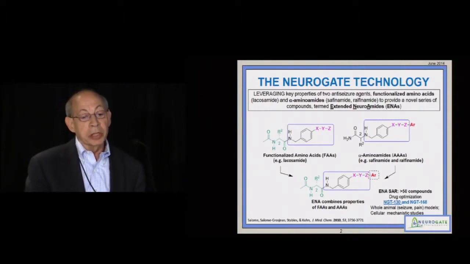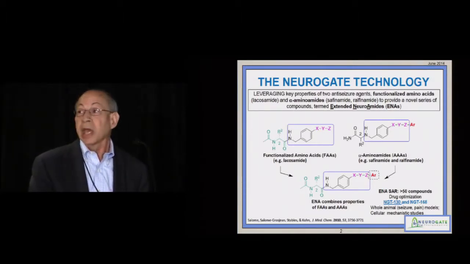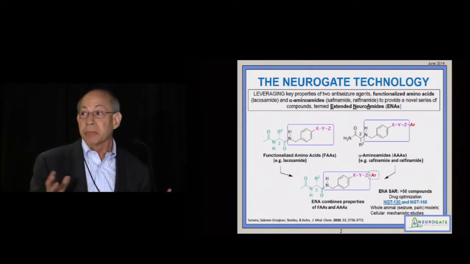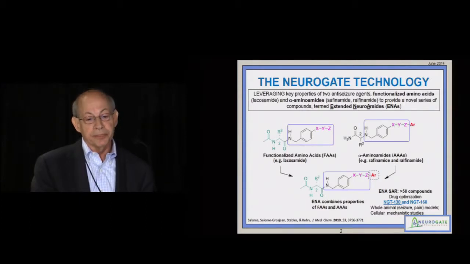We recognized that these 2 classes of compounds had a common structural core, shown in the box, and we felt that we could concisely bring in pharmacophores from both classes of agents into a common structural motif by embracing that part in the box, and so we devised the ENAs.